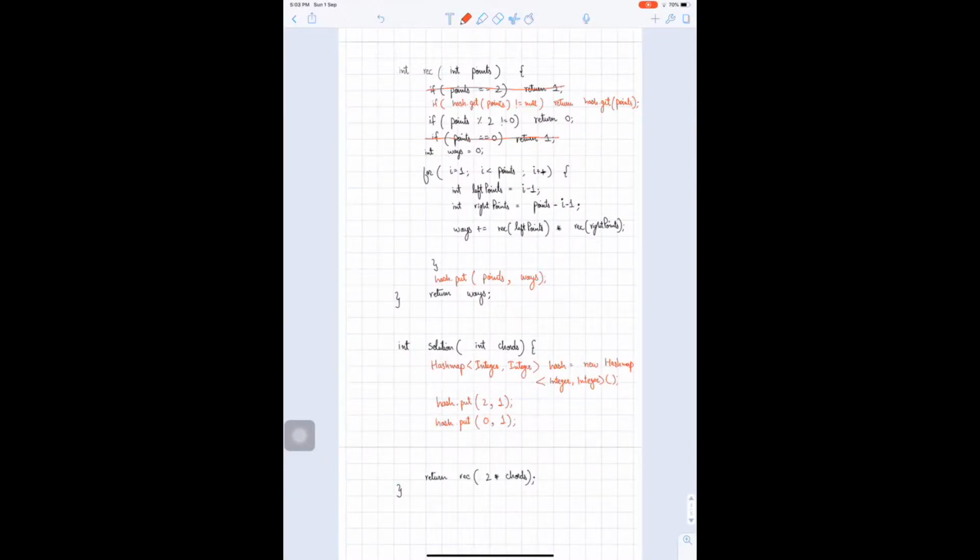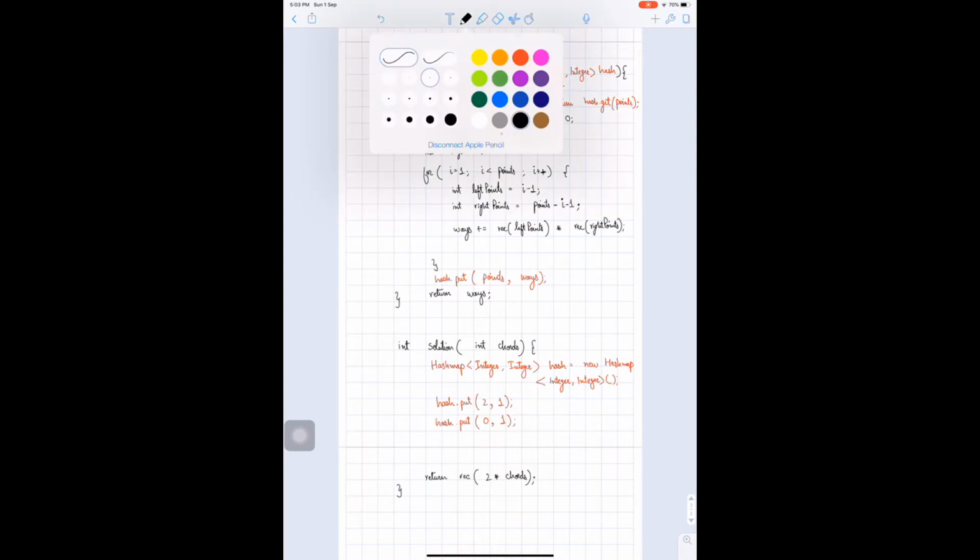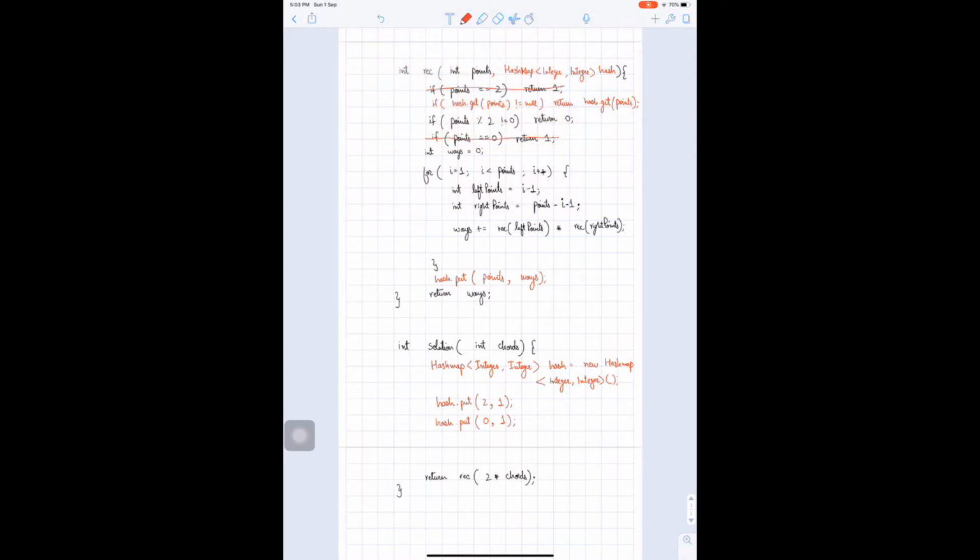One small correction here is that we need to pass the hash as well. Hash map, integer, hash. So this will also be hash comma hash.